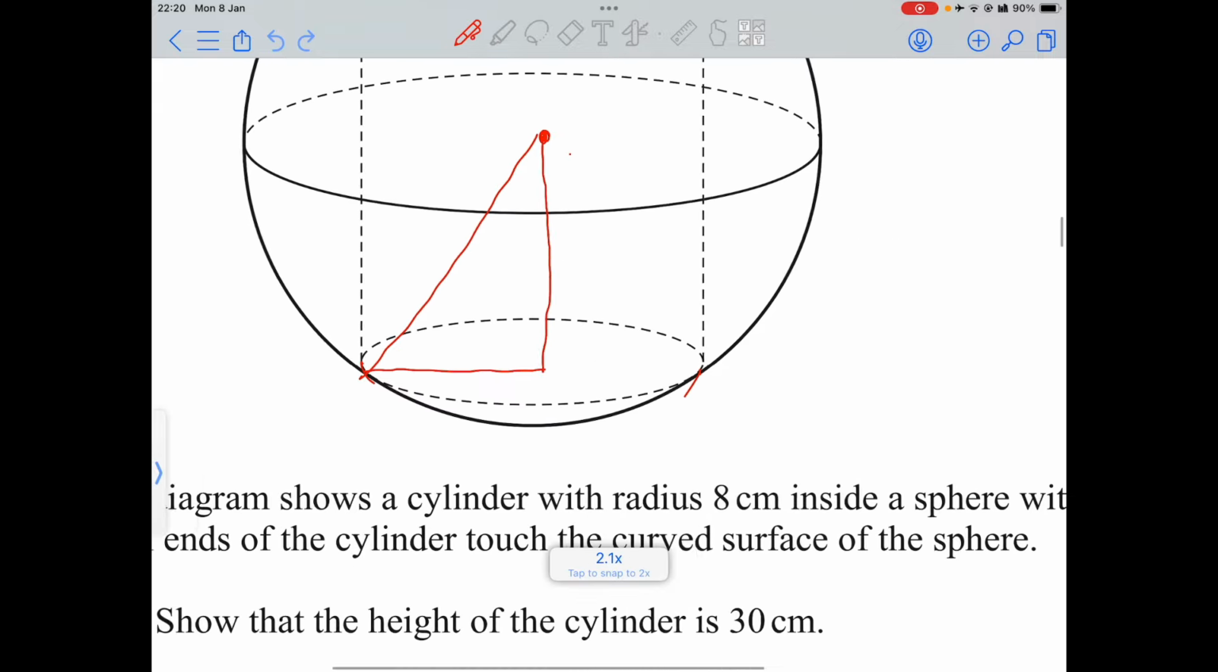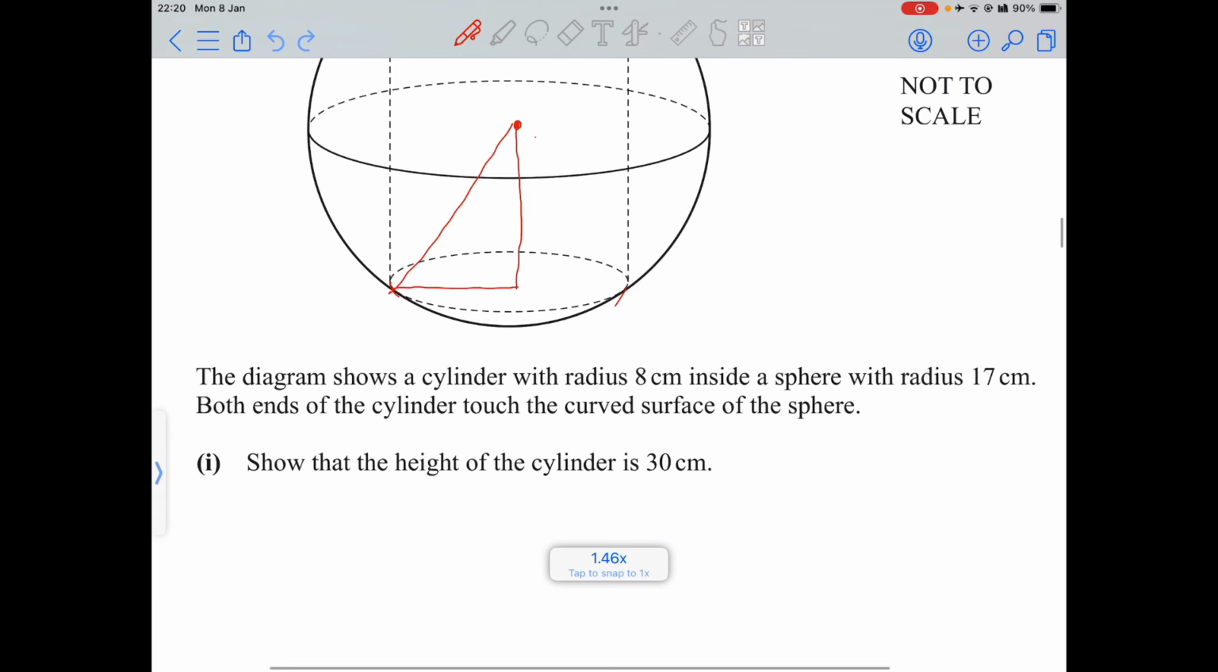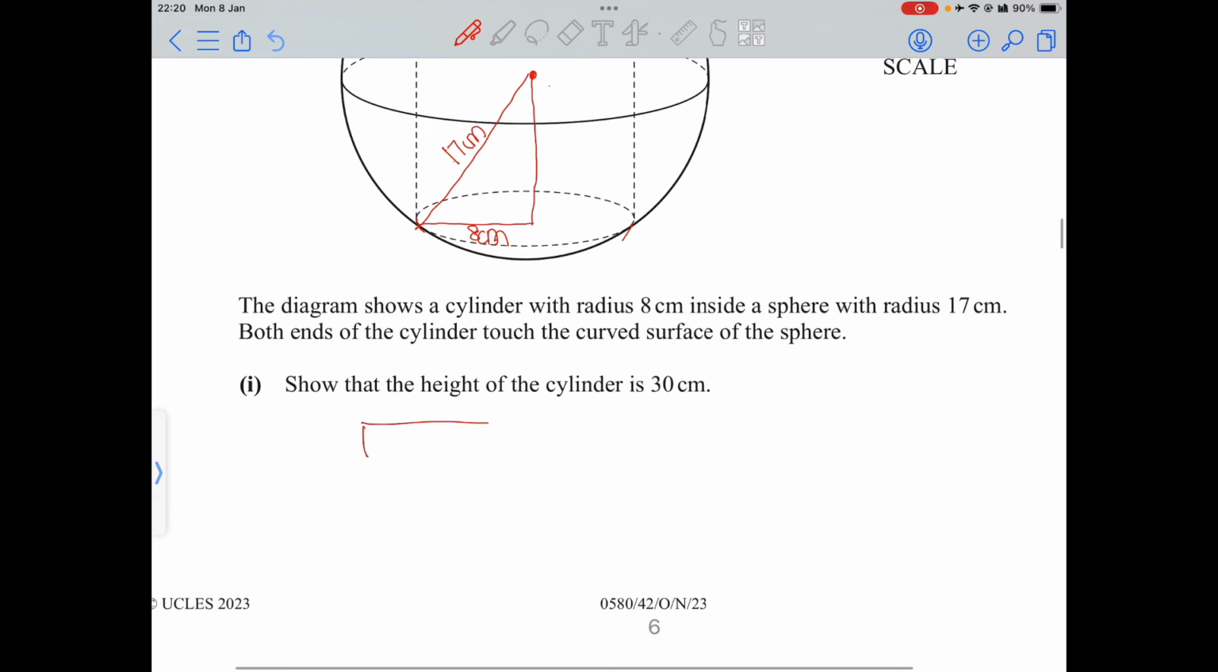Now you know that this, from the center to the edge, is the radius, so that's going to be 17 centimeters. And you know that the cylinder has a radius of 8 centimeters. So what will this be? Using simple Pythagorean theorem, we're going to work out the square root of 17 squared minus 8 squared.